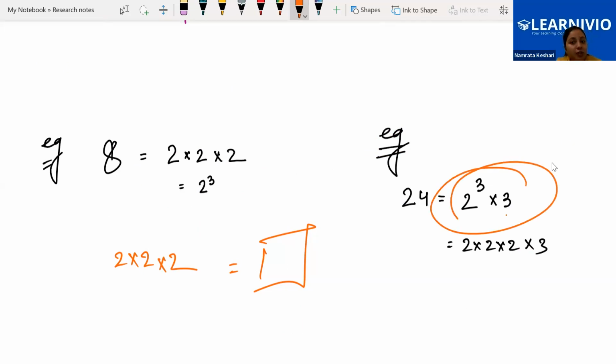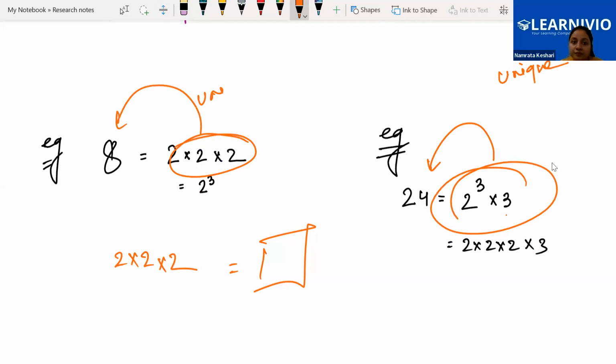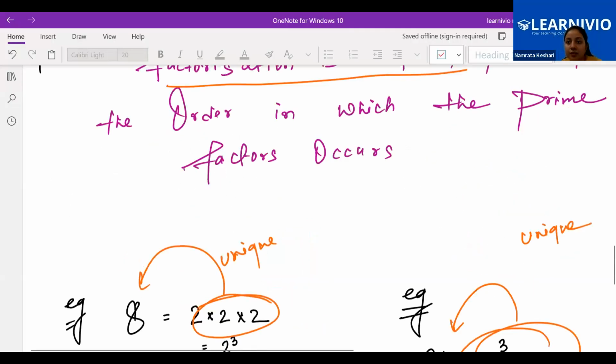only this 2 to the power 3 into 3. Whenever we have 2 to the power 3 into 3, just this combination can only generate 24. That's why it says this is unique and this is just for this number. Am I making sense to everyone? This is unique. Are you getting it? Yes, ma'am. Okay, it's clear so far.